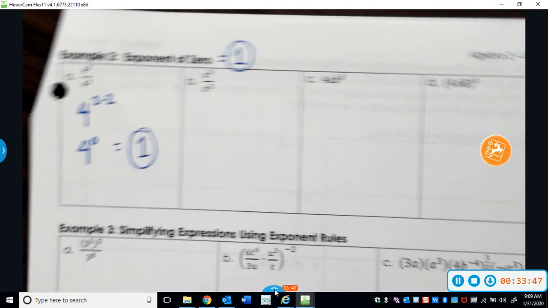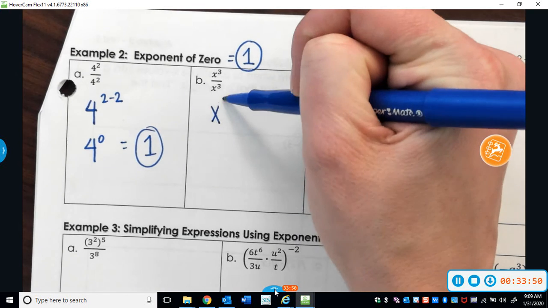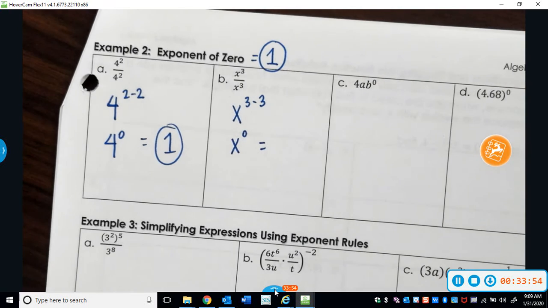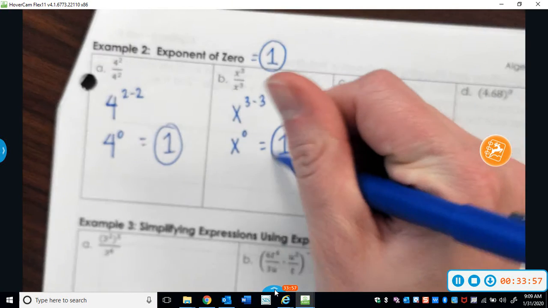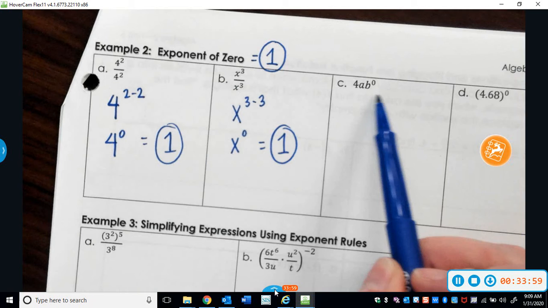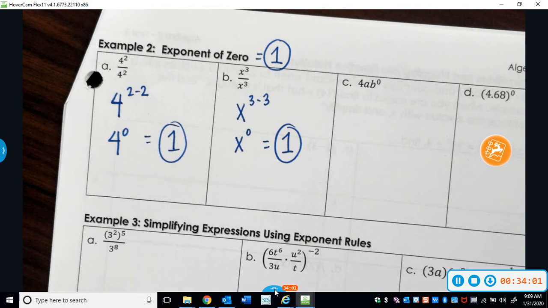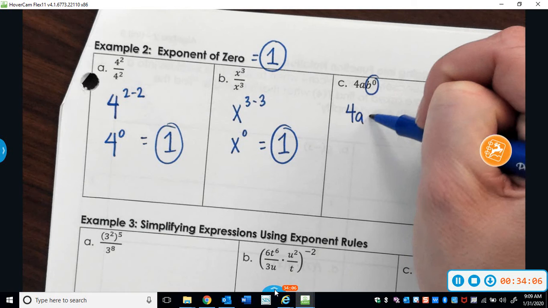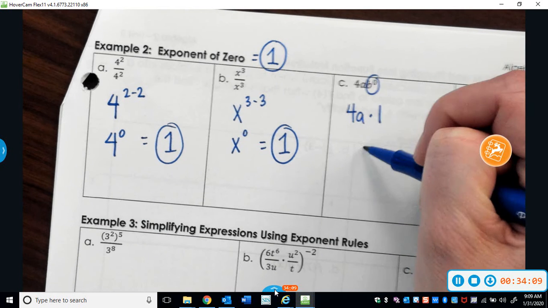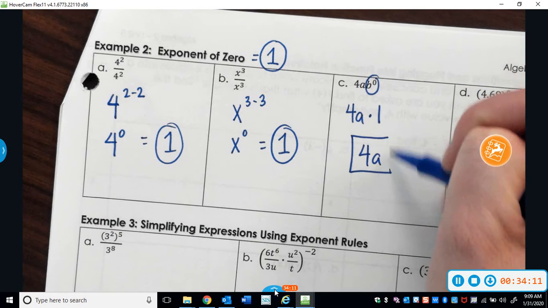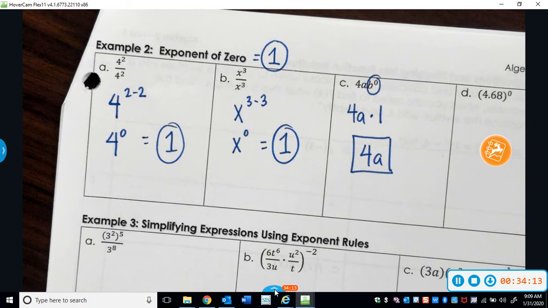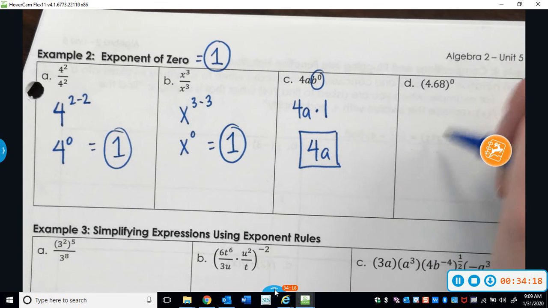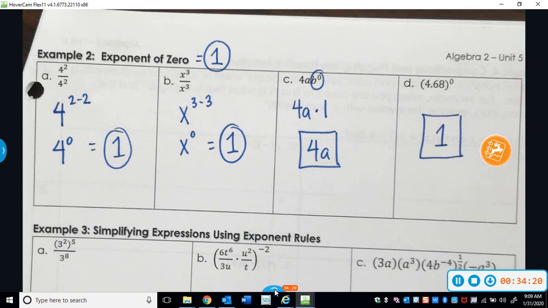Not necessarily. So this next one, I'd be subtracting those exponents. So I'd get x to the 0 power. So what does that equal? Okay. The whole thing here is not being raised to the 0 power. What's the only thing that's being raised to the 0 power? Okay. So we'd have 4a times 1, because that becomes a 1. And when I multiply those together, that just gives me 4a. All right, what about this last one here? Yeah, because this whole thing is being raised to the 0 power, so that would just be 1. Wonderful.